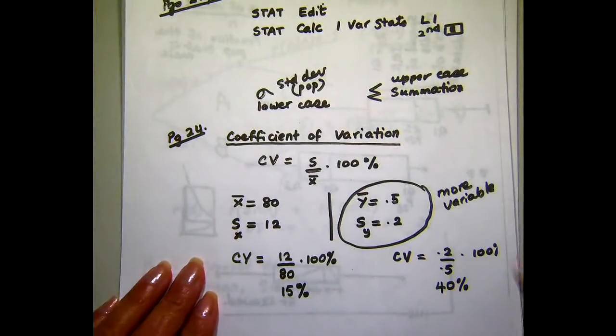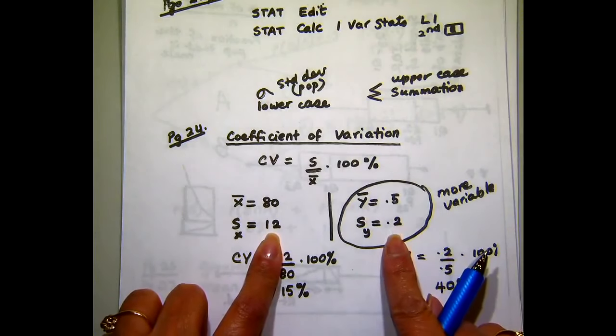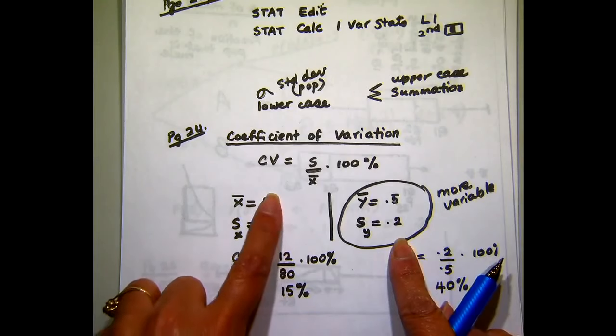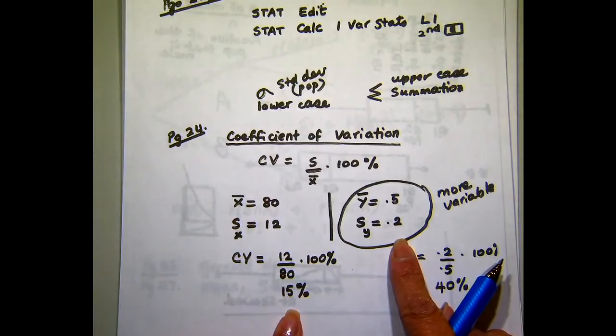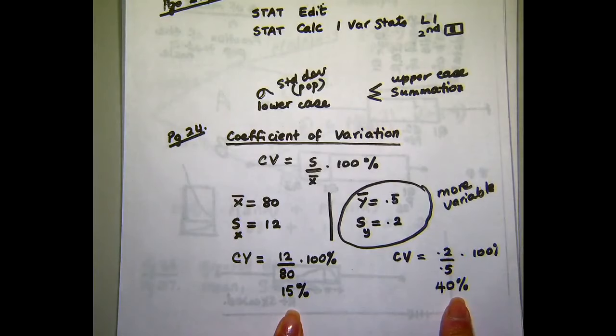So they give you two sets of data. The standard deviation here is 12, and the standard deviation here is 0.2. You are not to look at these two and compare them, because they cannot be compared. You have to divide 12 by 80, which is 15%. And you would divide 0.2 by 0.5, which is 40%. So this one has a higher coefficient of variation, and therefore more variability in this data compared to this one.